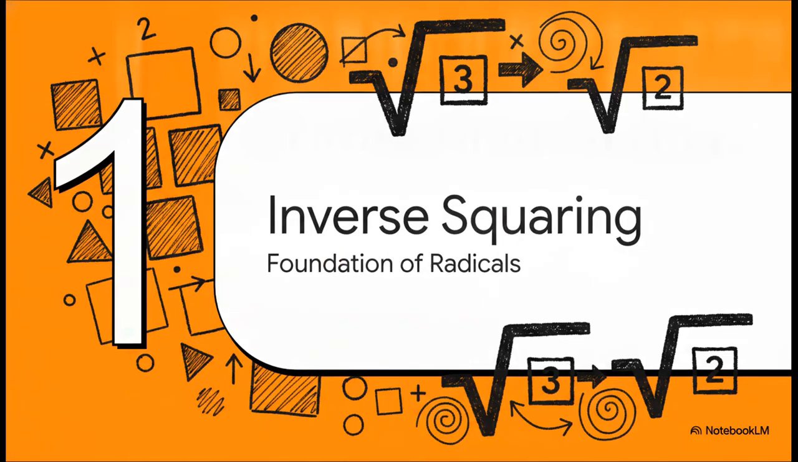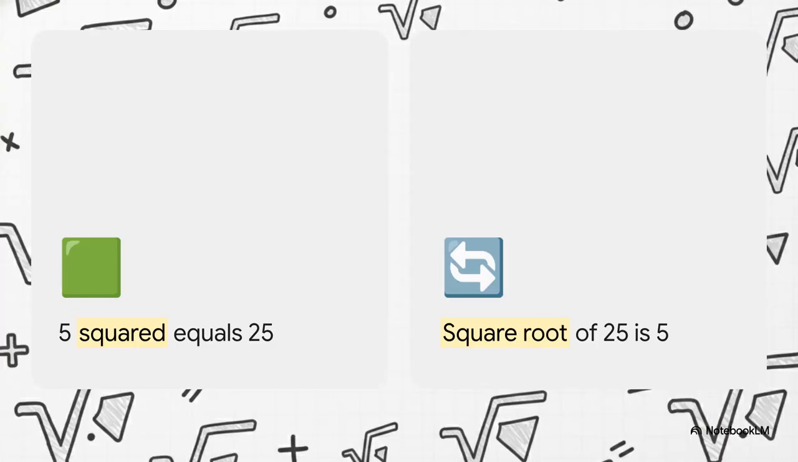All right, section 1, the inverse of squaring. Before we can start manipulating radicals, we really need to understand exactly what a square root is actually doing. It's not just some random math symbol, right? It's a very specific mathematical action. To really get radicals, we just need to run some basic arithmetic in reverse.